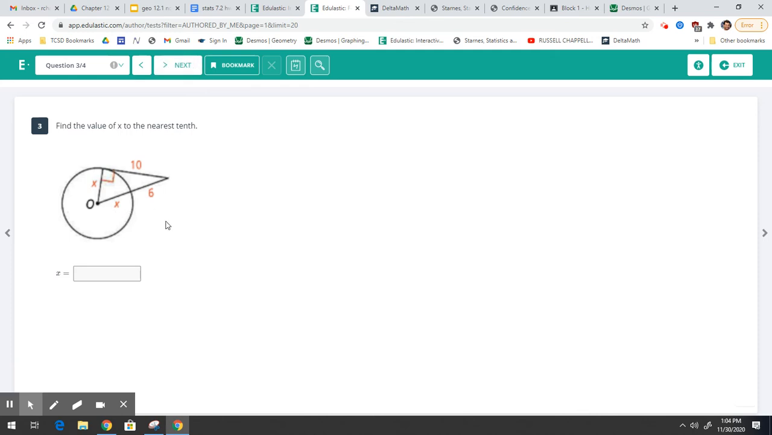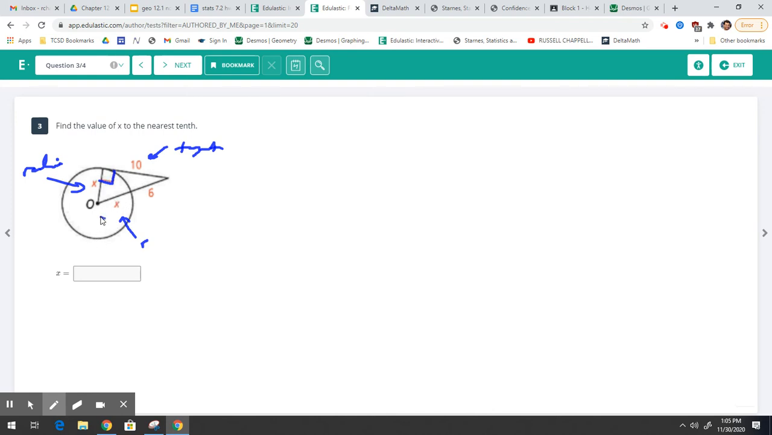Okay, now this says find the value of x to the nearest tenth. If you take a look at this picture, they kind of give you a hint because they put the right angle in its place. 10 is going to be the tangent. X is your radius. Notice it's on there twice. That's also radius. But where the tangent and radius meet, that's a right angle. That's perpendicular. So this is a right triangle, and we can use Pythagorean theorem to try to find x.